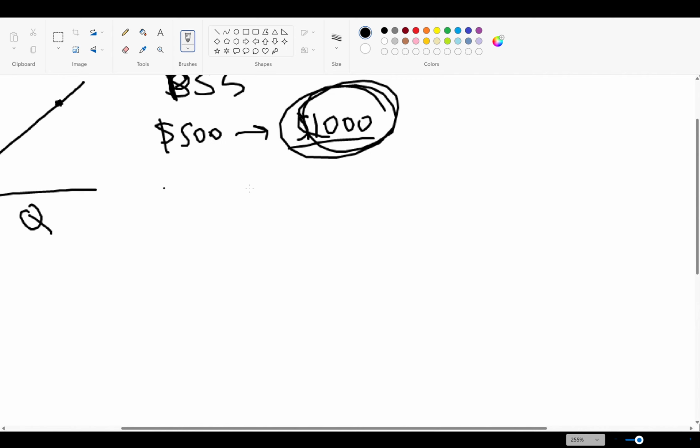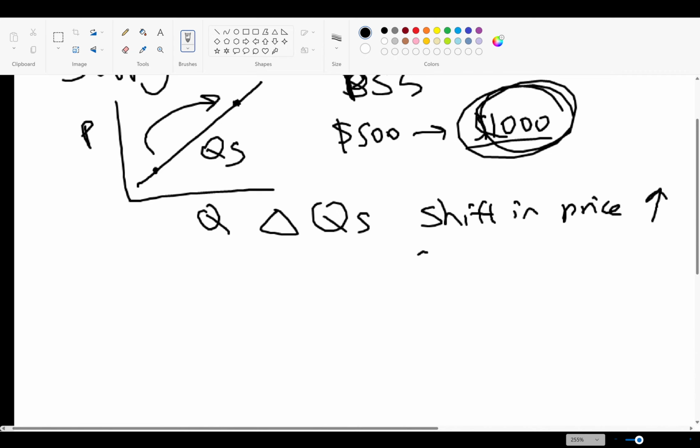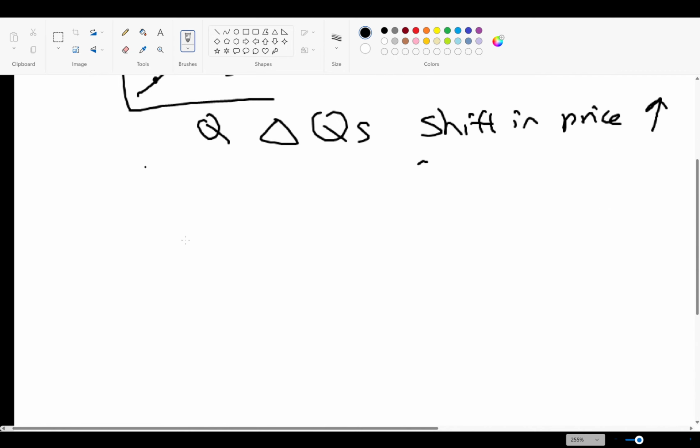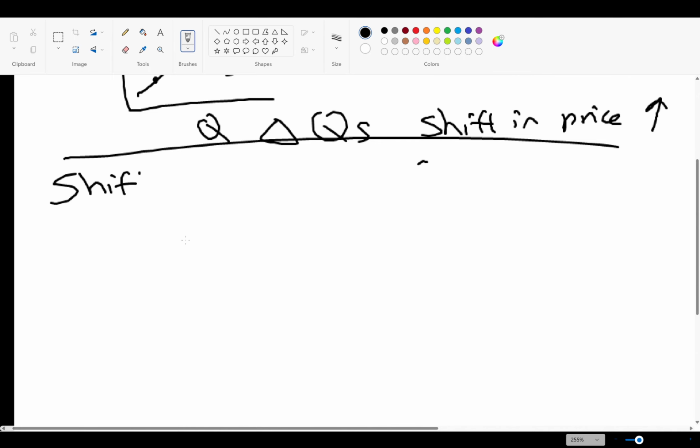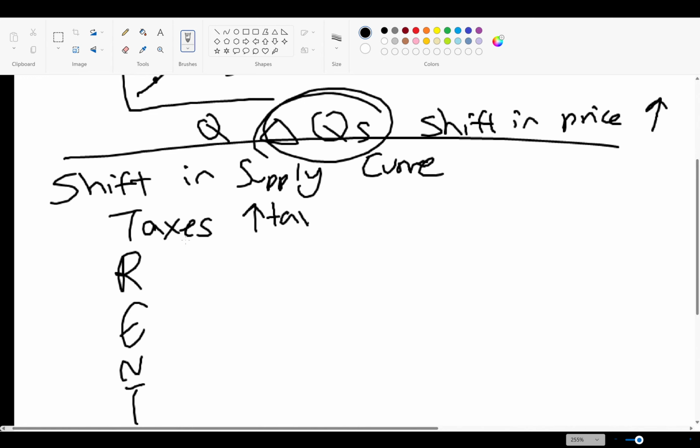So what could cause a shift in the supply curve? So a shift in QS, well, that's basically the same as demand curve, a shift in price. So if the price goes up of the good, then the suppliers will produce more of it because they can make more money. Now, what will cause a shift in supply curve and not a change in the quantity supplied? So shift in supply curve. Well, we were going to use the acronym TREND. So T stands for taxes. The more taxes you charge for that supply, then the less the supplier will supply of that good because it's costing them more money. The second is resource prices.